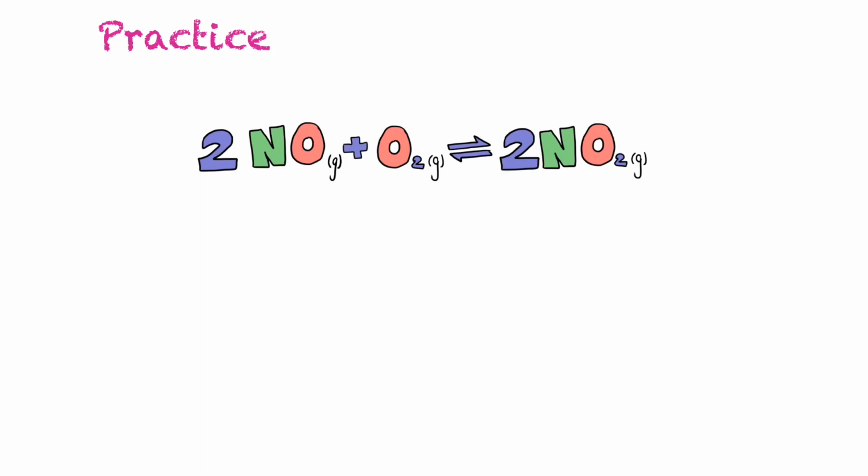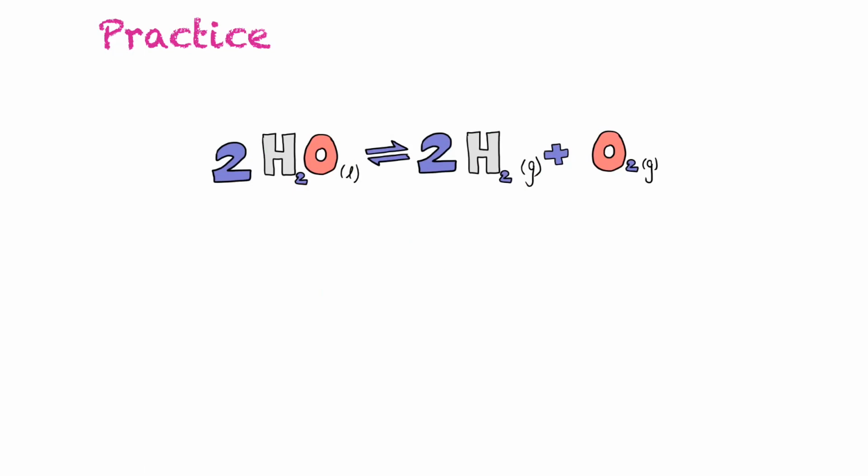Okay, so now we're going to practice. So imagine we had this chemical equation right here. Now we need to write the equilibrium expression. So Kc is going to equal the concentration of NO2 to the power of 2 over the concentration of NO to the power of 2 times O2. That's the equilibrium expression.